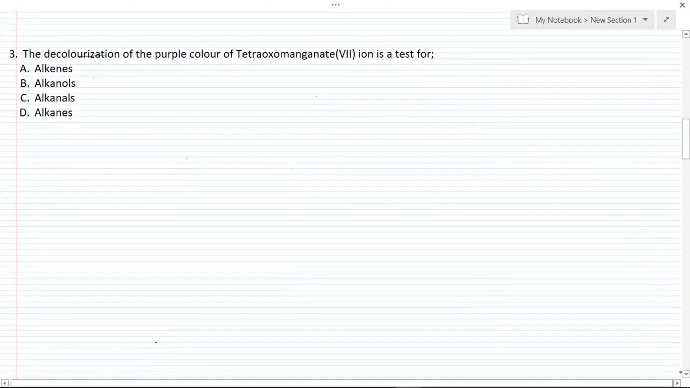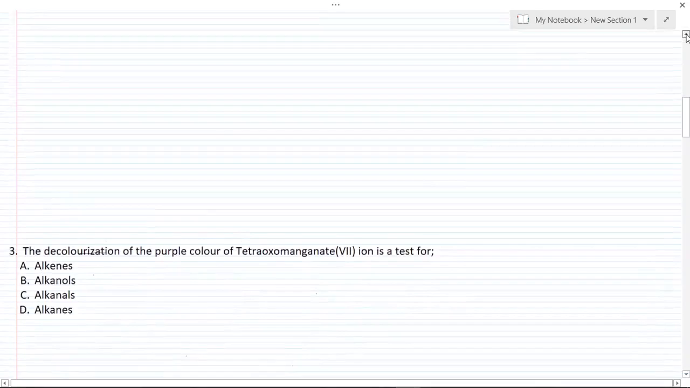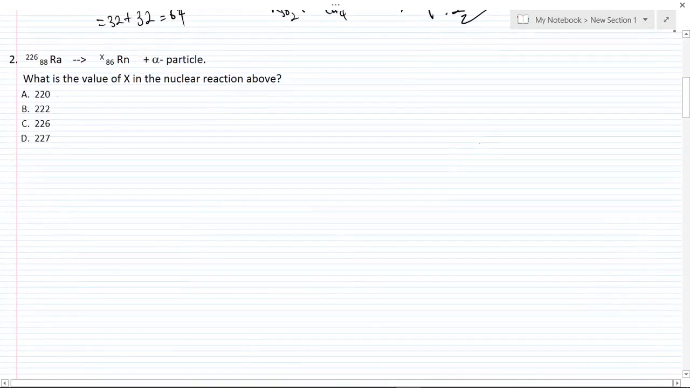Moving on, we have question 2. So question 2 says, what is the value of X in the nuclear reaction above? So we have 226 88 Ra gives X 86 radon plus alpha particle.